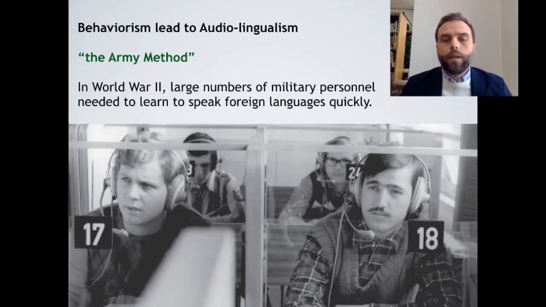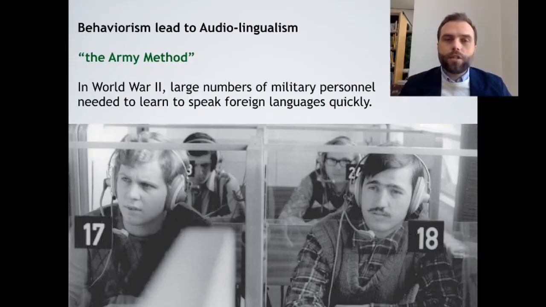So what they did, you can see the picture here, they would listen and repeat and listen and repeat, and they would learn language that way. So in World War II, large numbers of military personnel needed to learn to speak foreign languages quickly, and they used this technique to train the soldiers.